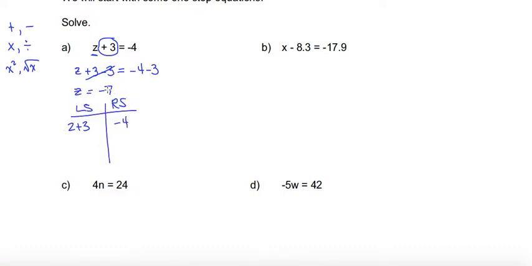I'm going to substitute in negative 7 for my z, so negative 7 plus 3. And negative 7 plus 3 is negative 4. So the left side equals the right side. So I can say for certain that z is equal to negative 7. So I know that doing this left side, right side check, my answer here is correct.